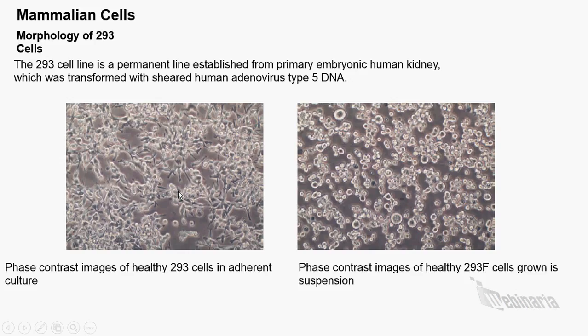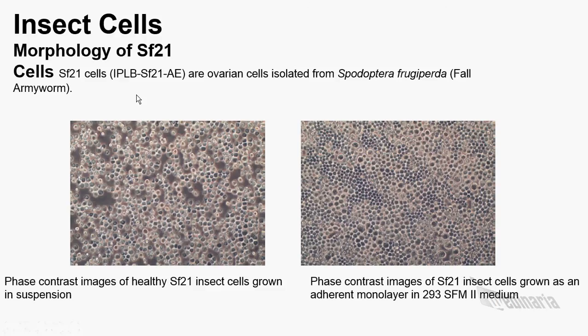Here you can see the phase contrast images, where you can see the same kind of cell growing in two different types of culture. In this case, you will see the healthy 293 cells in adherent culture, okay? And here you will see the same cell line but growing in suspension, okay?